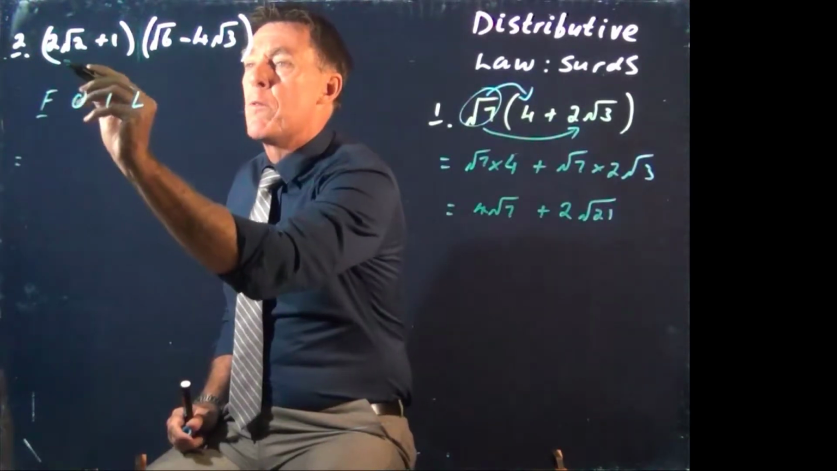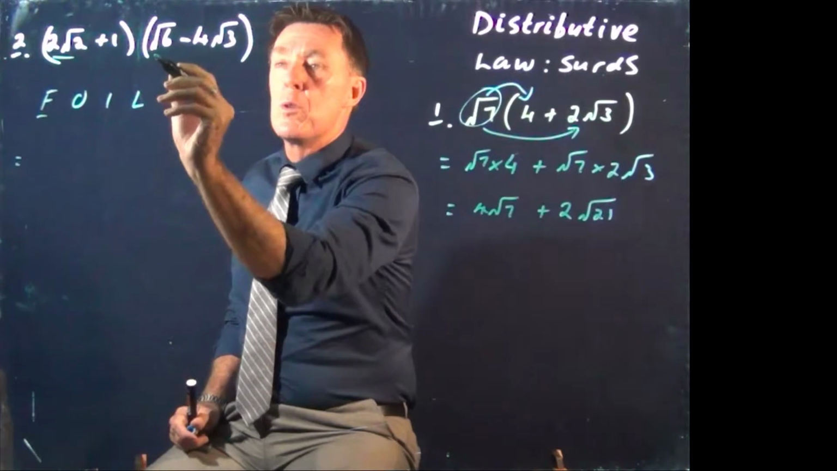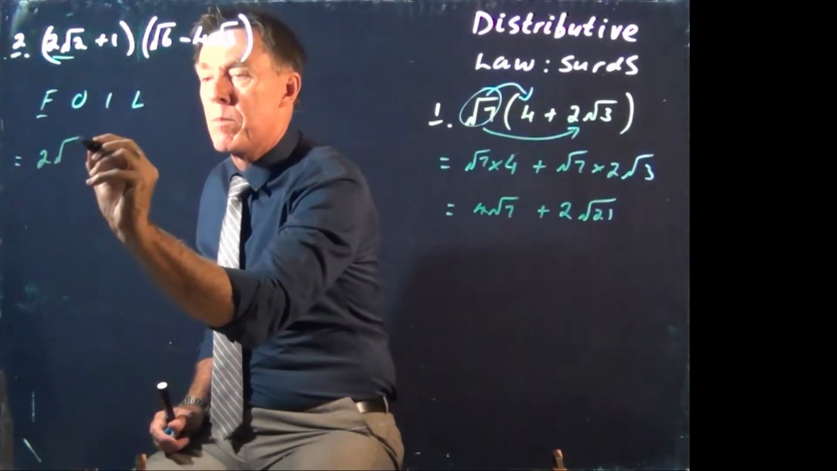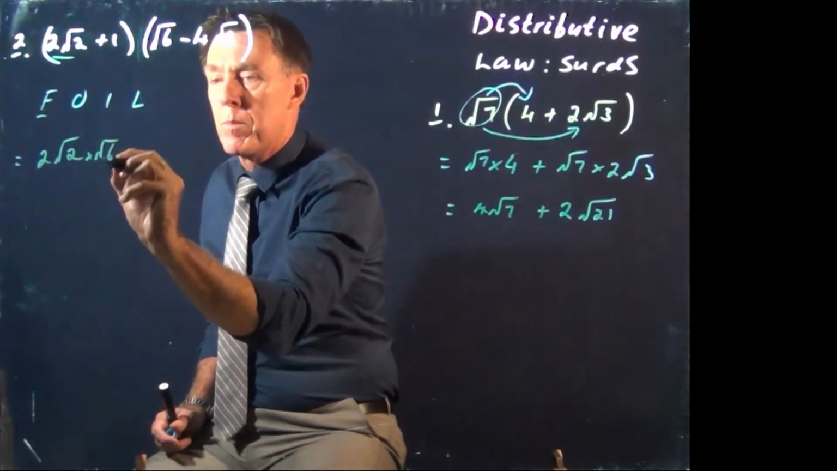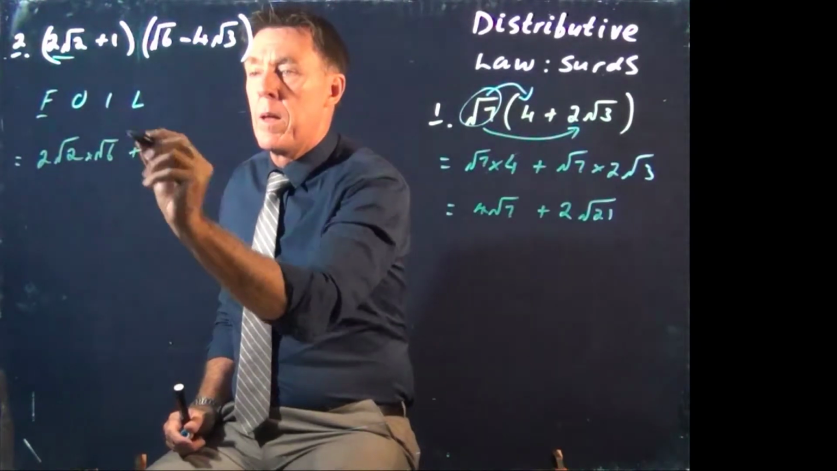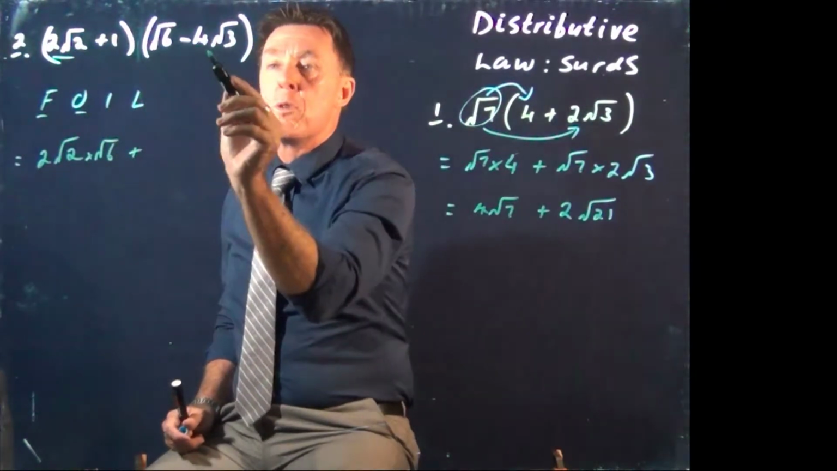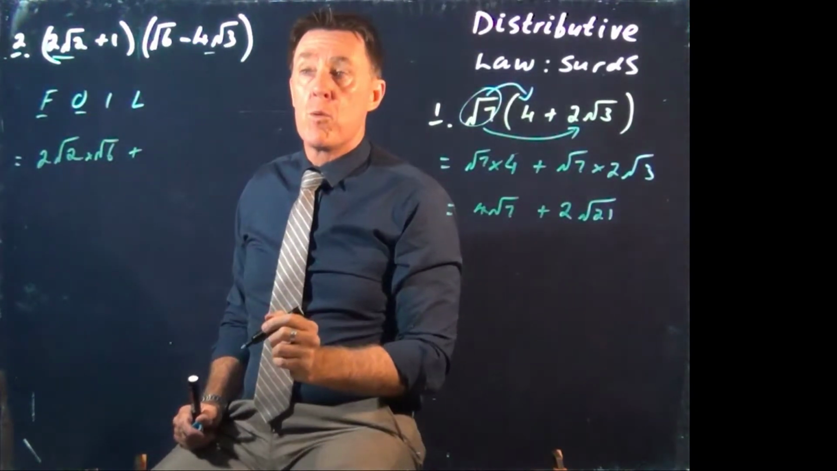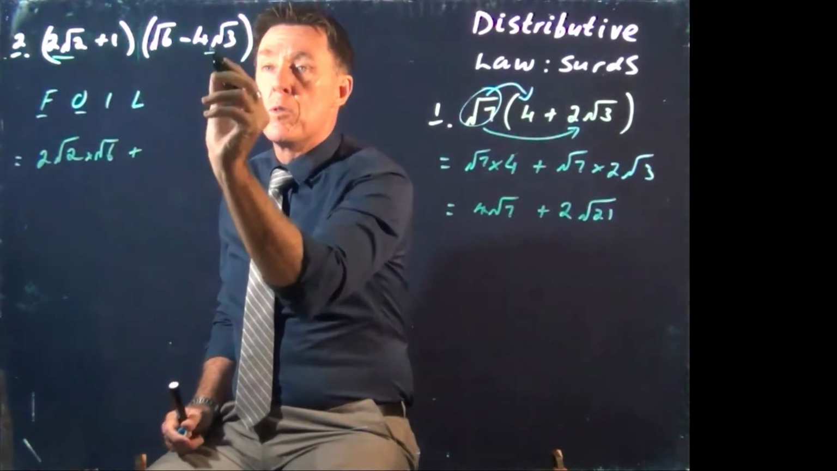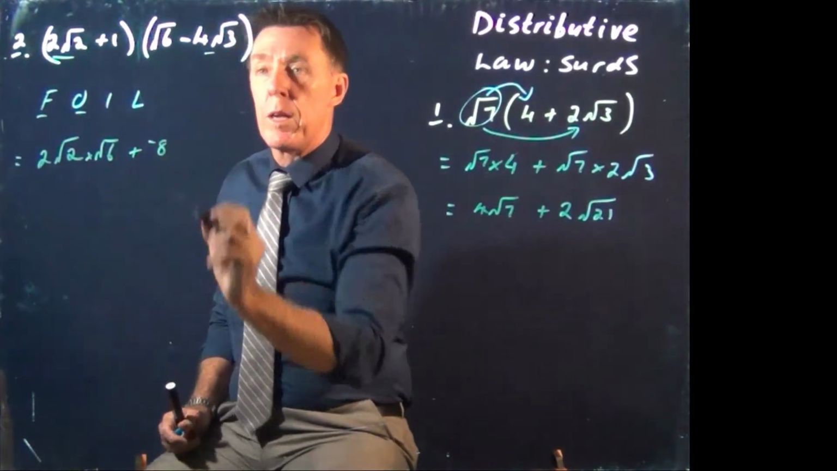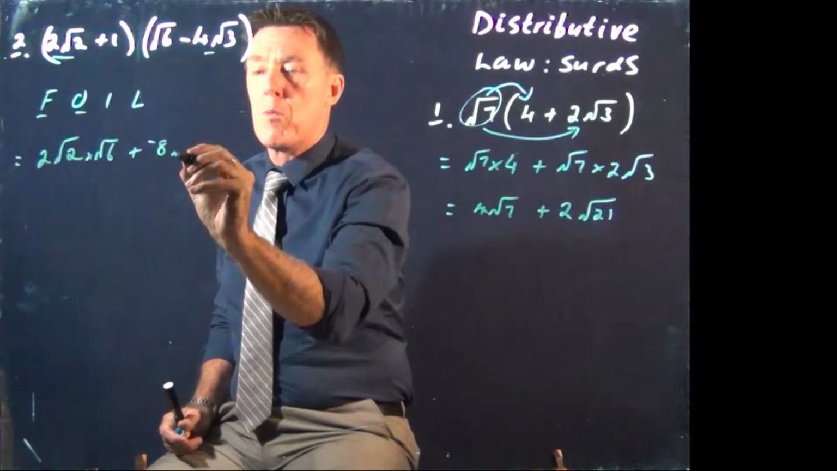F for first. So the first elements in each bracket are 2 root 2 by root 6. Then, outside ones, 2 root 2 and negative 4 root 3. So 2 times negative 4 is going to be negative 8, root 2 by root 3.